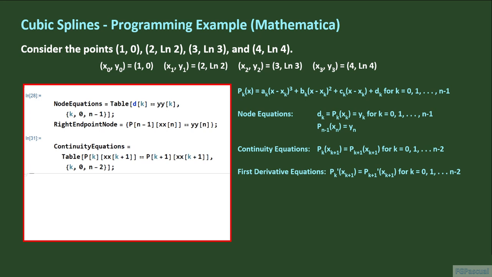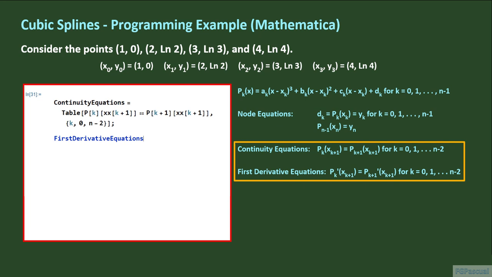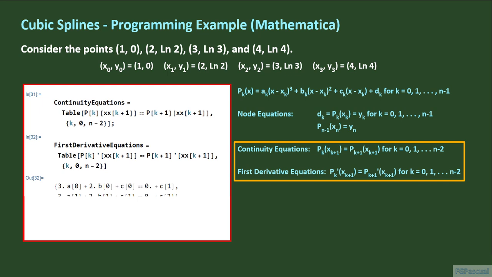Then we have the first smoothness equations, which are the first derivative equations. These equations are very similar to the continuity equations, and so we just copy the code for the continuity equations and simply put primes for the functions. We remove the semicolon at the end of the line and evaluate just to check if the line of code works. Then we suppress the output.